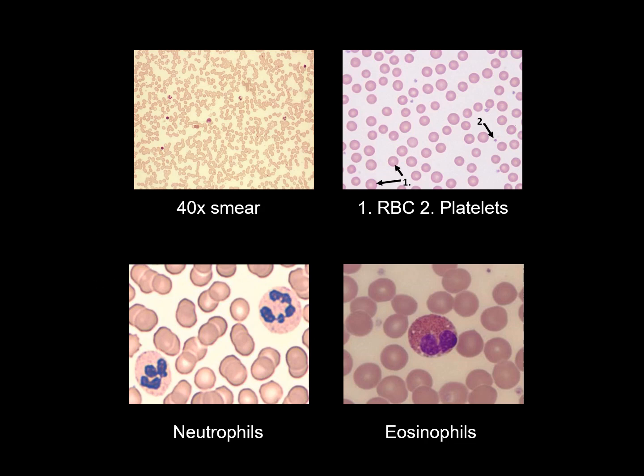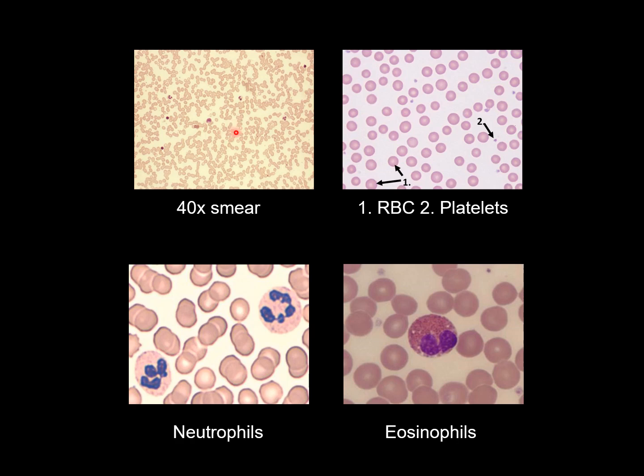Let me get my laser pointer here. So if we look, here's our 40x smear. We see a lot of cells on here, but the majority of them are this pinkish color. Those are all your red blood cells. And then spattered amongst those, you see these darker nucleated cells, differently shaped, some a little bigger, some a little smaller. Those are our white blood cells. Okay, so let's zoom in on those.